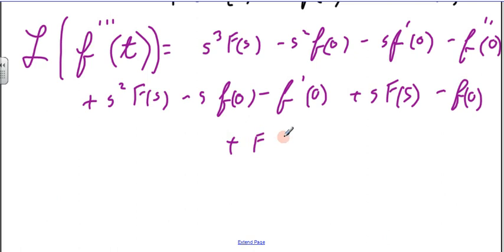Plus F of s. And there's a corollary to the first theorem that says I can go higher, but in general, first, second, and third is all we're going to need for this class, so that's all we're going to do.